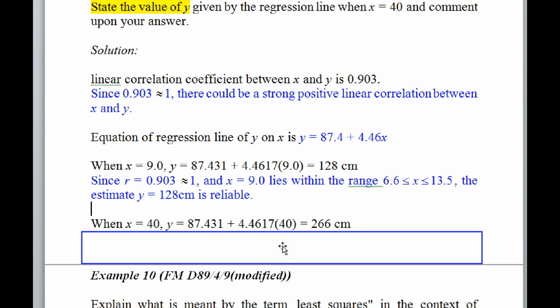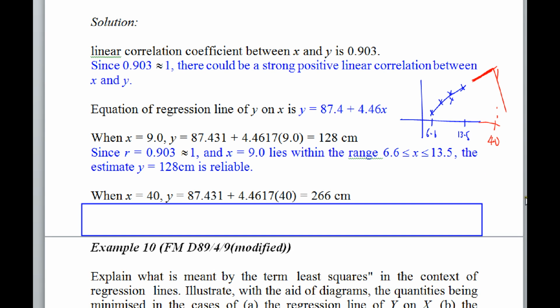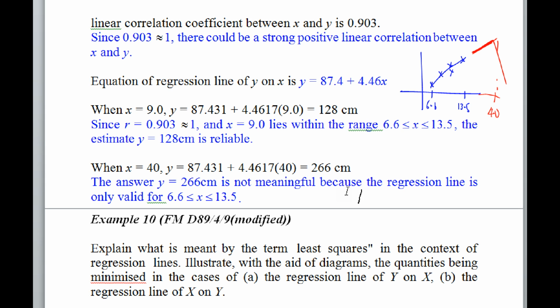If you look at it, your data collected is from like that. This is 6.6 to 13.5. Then you try and draw a regression line. Now what you try to do is to say, oh, this is 40, then this can extend. This extrapolation is dangerous and really most of the time not useful. Because when you draw the regression line, the blue line here, it is applicable only for that range that you collected. You only say that from x between 6.6 and 13.5, the relationship is roughly linear, positive correlation. You cannot say the same for x equals 40. Way too much. So, final answer: it's not meaningful, of course, because the regression line is only valid within the range.